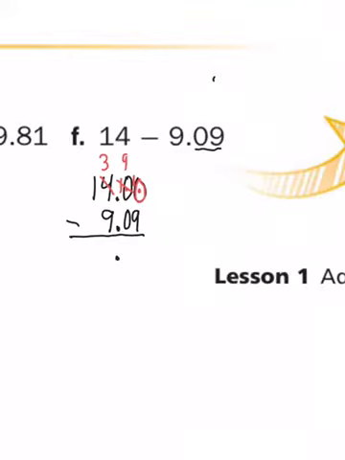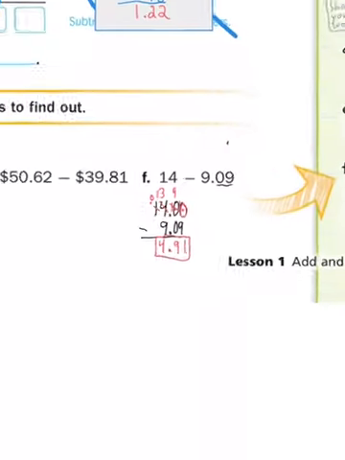So 10 minus 9 is 1. 9 minus 0 is 9. 3 minus 9 I can't do, so I'm going to borrow. Make it 13 minus 9, which is 4. And then now I have a 0 here, so my answer is 4 and 91/100ths. All right, so that's it for the examples.